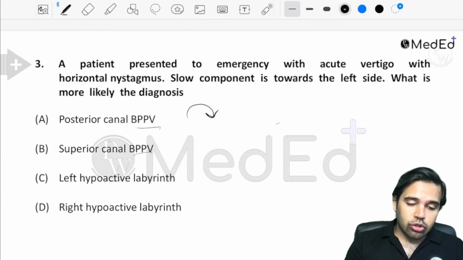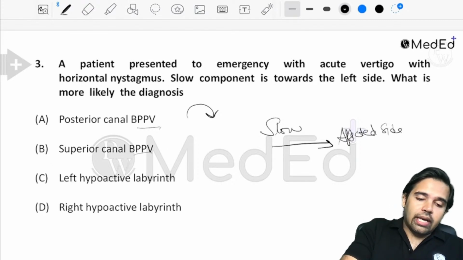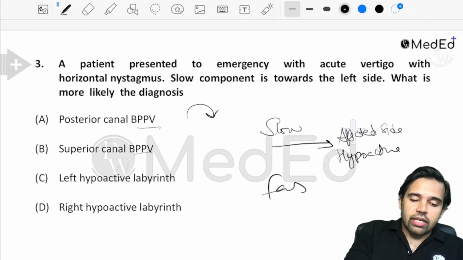Now normally the slow component is towards the affected side or towards the hypoactive side, and the fast component is always the corrective component.